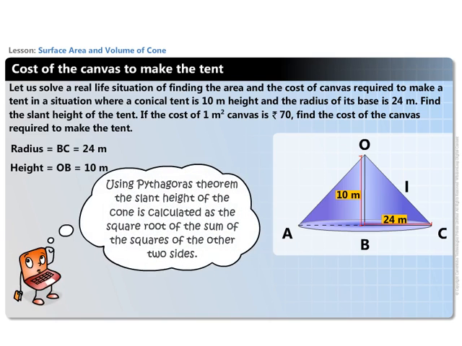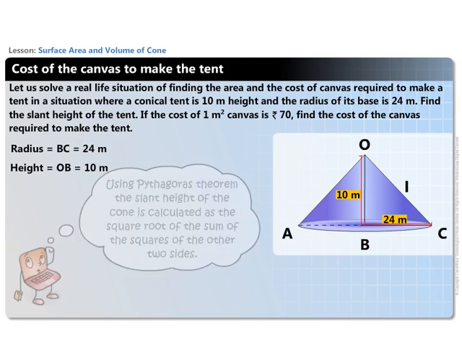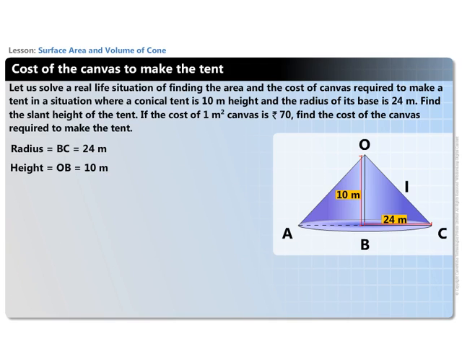Using Pythagoras' theorem, the slant height of the cone is calculated as the square root of the sum of the squares of the other 2 sides. Therefore, the slant height of the cone is equal to OC, which is equal to the square root of BC square plus OB square.